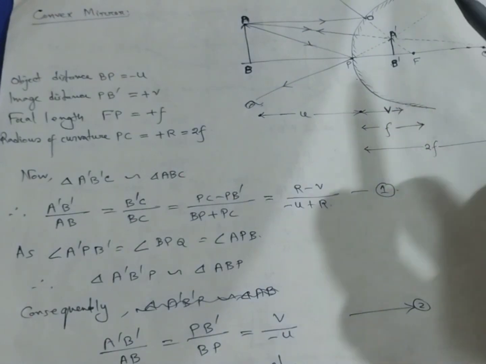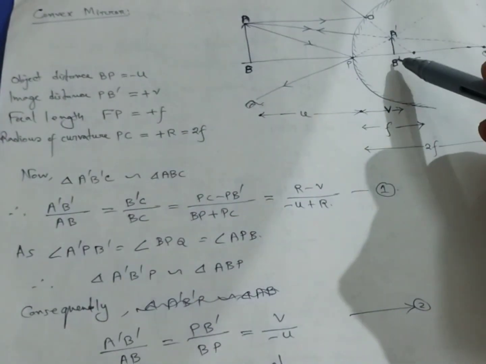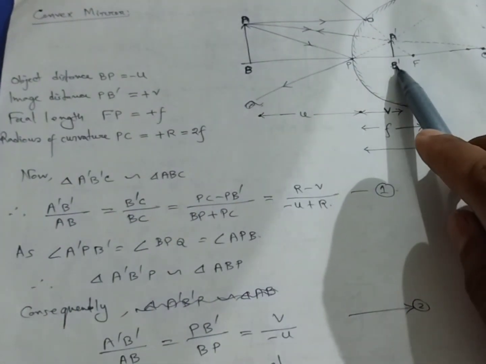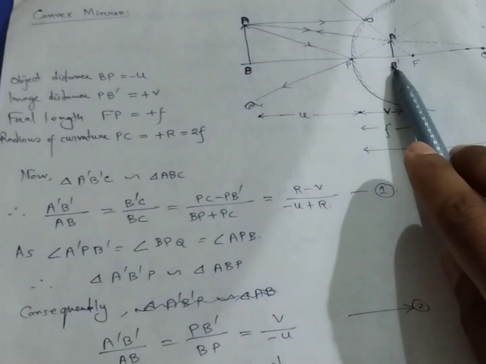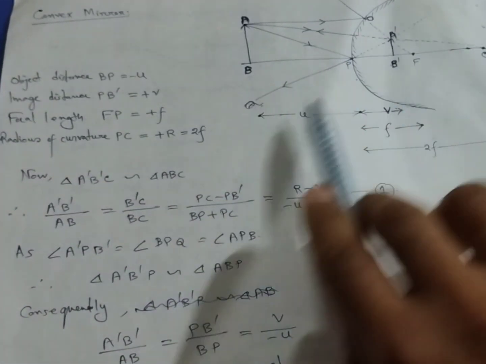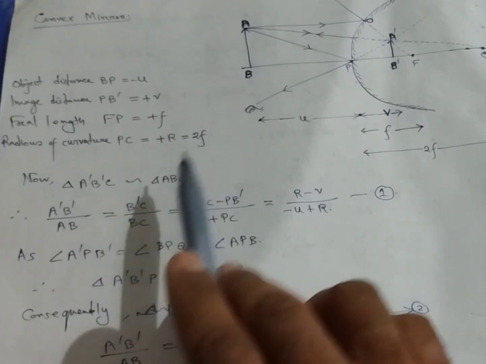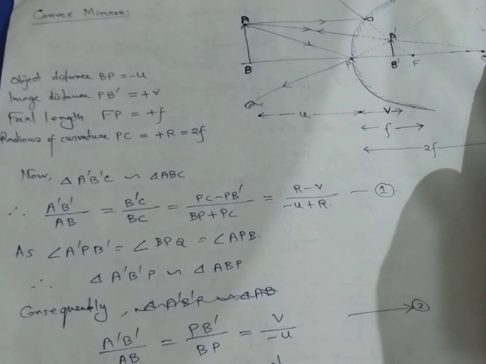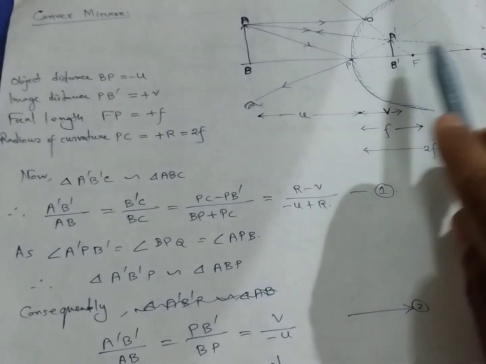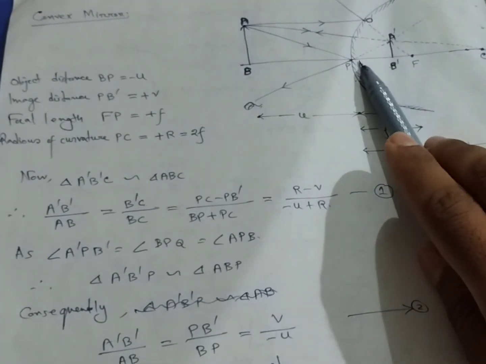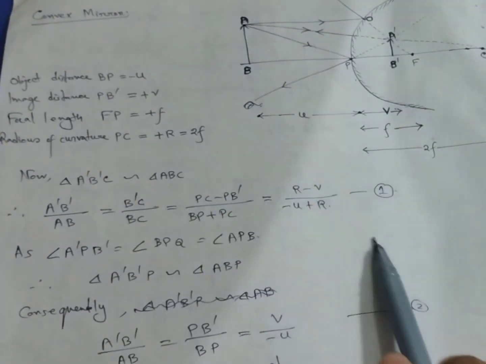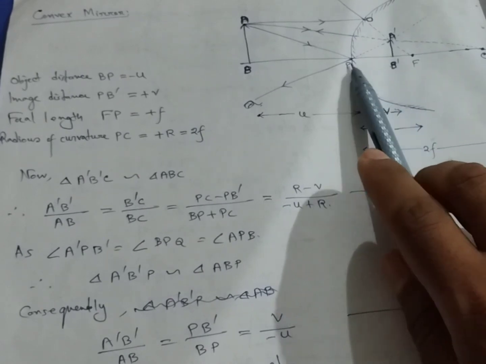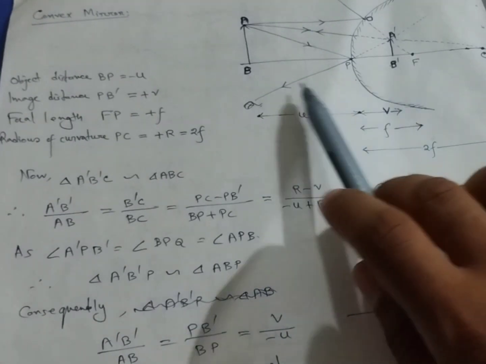Since the triangles are similar, we write therefore AB by A dash B dash is equal to BC by B dash C. So A dash B dash divided by AB is equal to B dash C divided by BC. Now we can write B dash C as PC minus PB dash. Again, we can write BC in the same way.